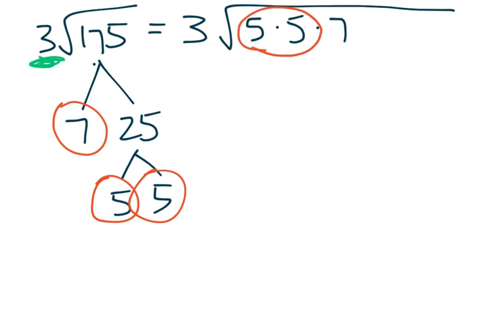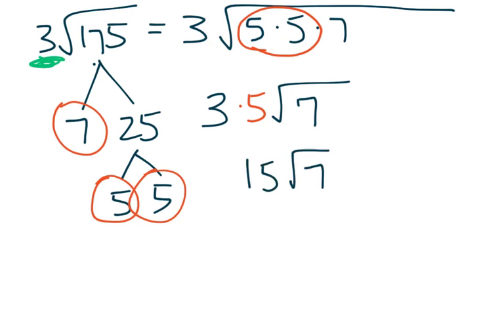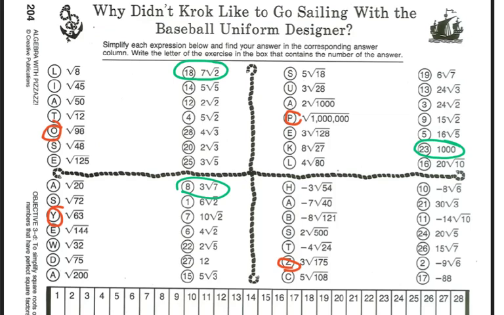And of course I have a perfect match here. The 5s will come out front. And I'm going to multiply those by the 3 that was already there. And I get 15 square roots of 7. And I look for my answer, and sure enough, right there it is.